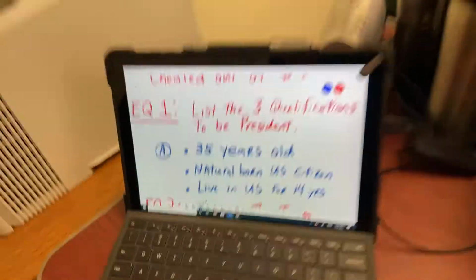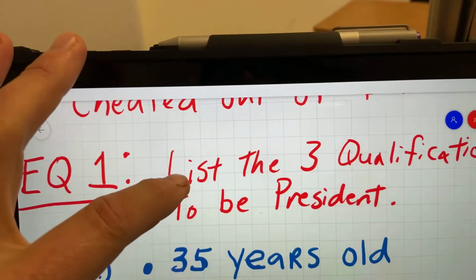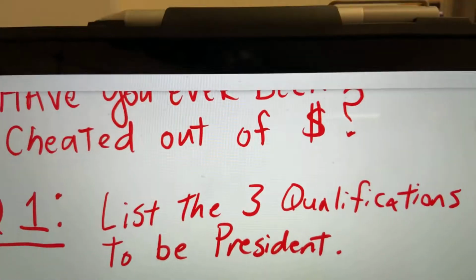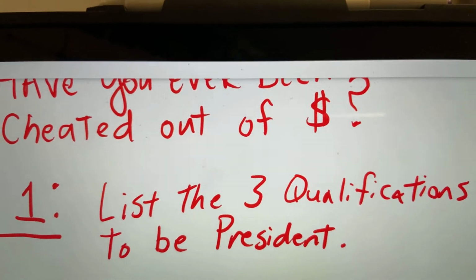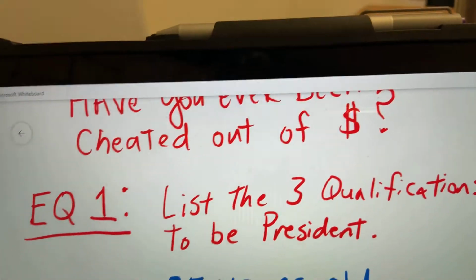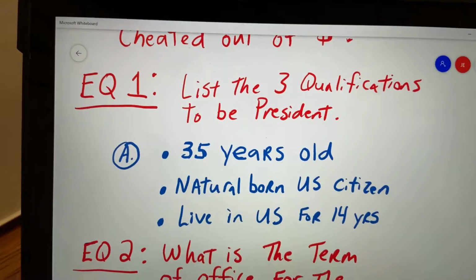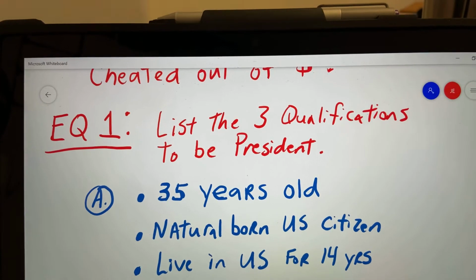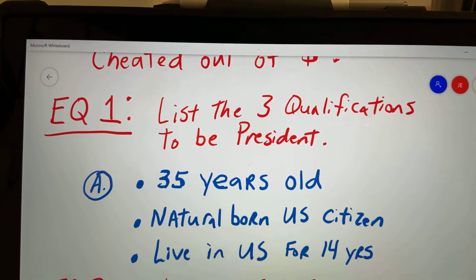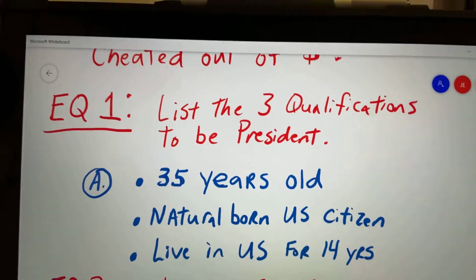So let's take our notebooks. I'm going to flip the screen around. And our essential question number 1 for this unit just flat out asks us this. EQ number 1, list the 3 qualifications to be president. Well, here they are, guys. They're not very much. Put these in your notes. You have to be 35 years old, a natural-born U.S. citizen, and you must be living here in the U.S. for at least 14 years.